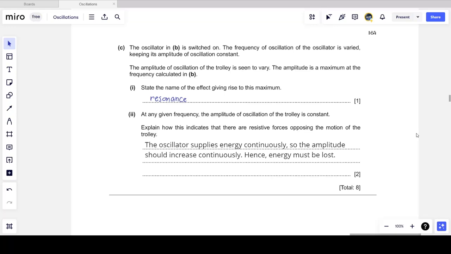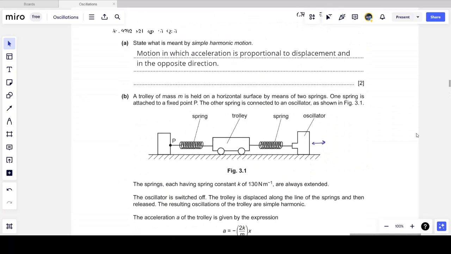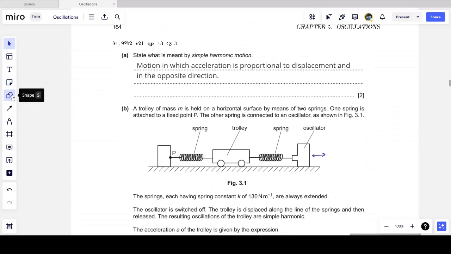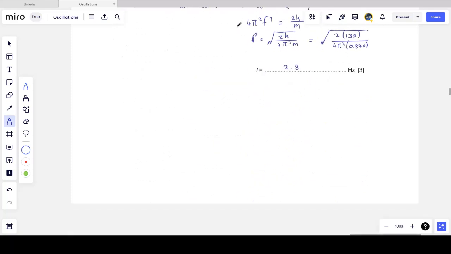So another interesting question, and I forgot to state the question, but this question was from summer 2021. This was question paper 4, variant 3, and this was question 3 from that paper. That was the next question.